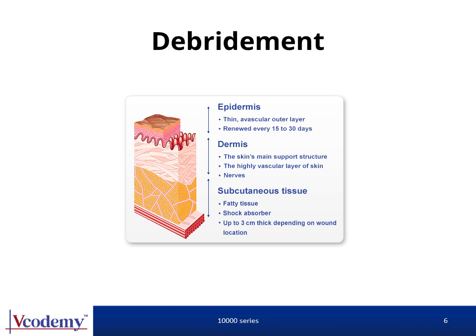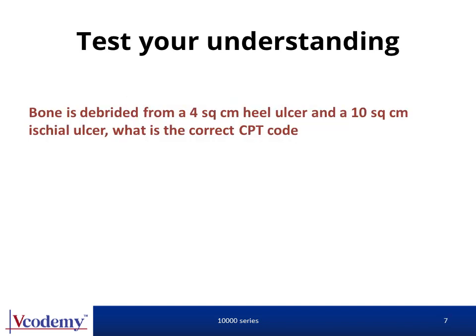So depth of the penetration of the debridement is very important. And also note the square centimeters for each code, as there is a restriction on how many square centimeters you may report with each code. So now let's test your understanding.